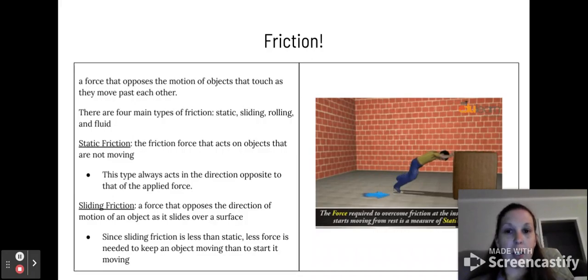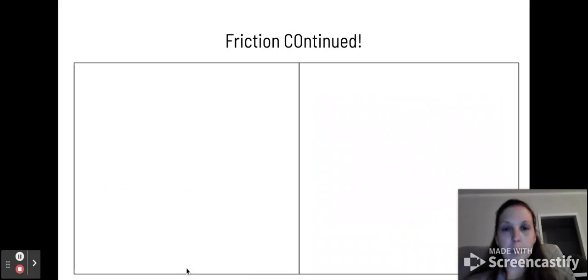Sliding friction is less than static, so it is not as strong as static. Less force is needed to keep an object moving than to start moving. Once you get one going, if you've ever noticed, it's easy to keep it going. It's a matter of getting started first.